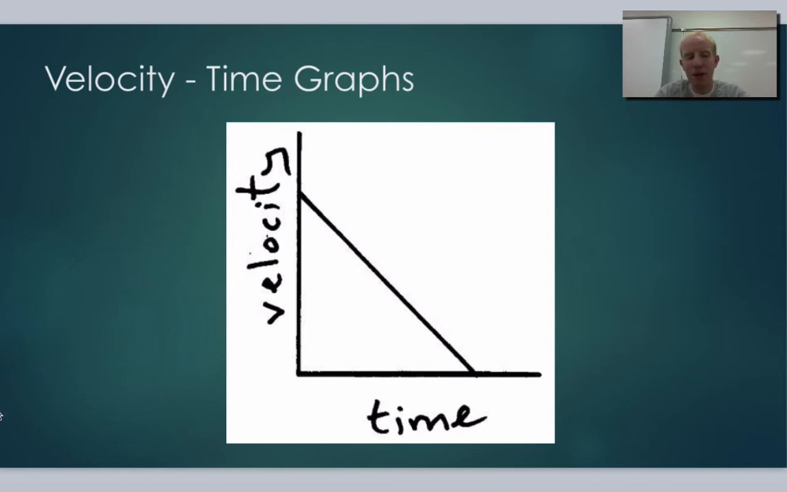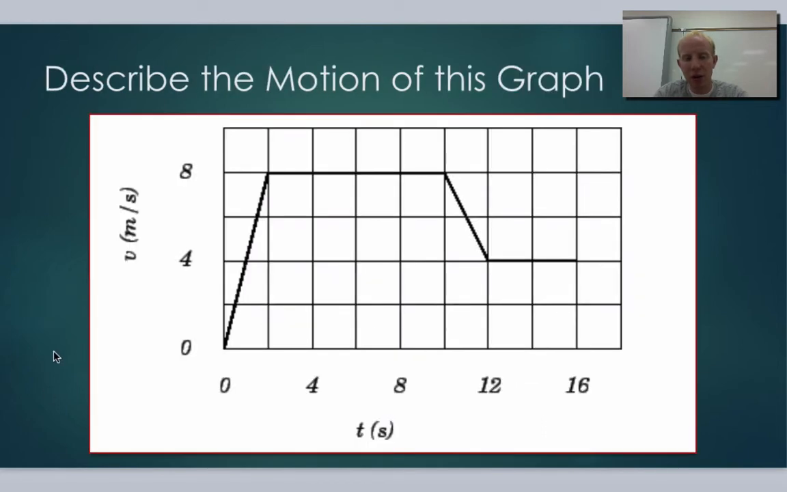Okay, let's look at another graph. So let's say we're trying to describe the motion of this graph right here. It's starting at 0 meters per second. It's not moving, it's sitting still. And then it moves forward and it's speeding up. The object's slowly speeding up, going faster and faster and faster until it's going 8 meters per second.